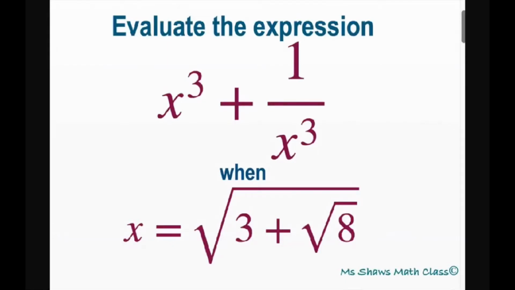Hi everyone, we're going to evaluate the expression x cubed plus 1 divided by x cubed when x equals the square root of the quantity of 3 plus square root of 8. So the first thing I want to do is go ahead and simplify this because of the double radicals, or it's going to be pretty hard.